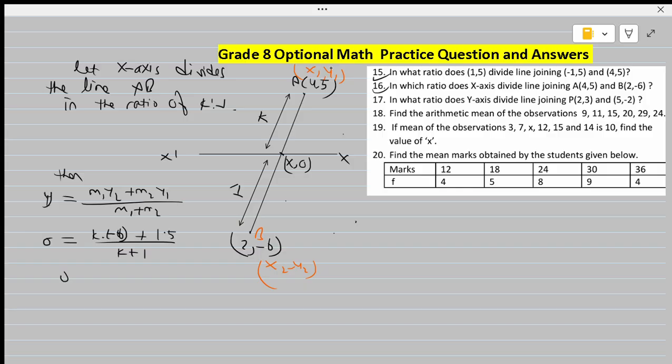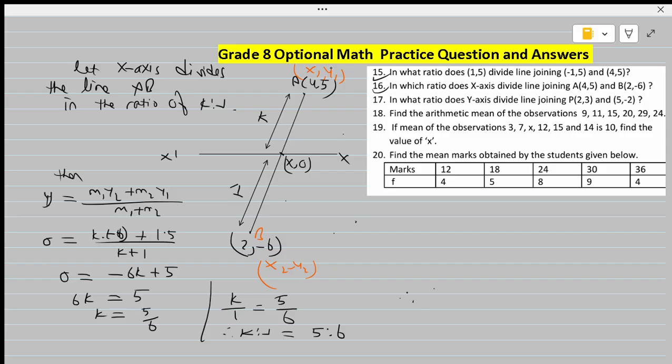Okay, so k plus 1 into 0, 0 will be, and -6k plus 5. So -6k, this we bring to the left side, equal to 5 becomes, so k equal to 5 divided by 6. And k equal to 5 by 6 means k by 1 equal to 5 by 6. Therefore k is to 1 equal to 5 is to 6. So it means the x-axis divides the line in the ratio of 5 is to 6. Therefore the x-axis divides the line in the ratio of 5:6. So number 16 is done.